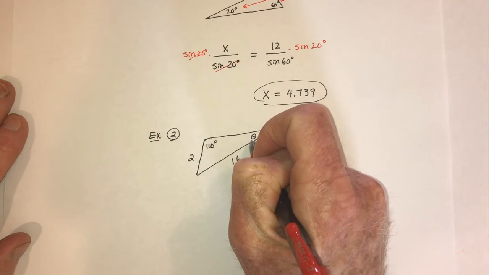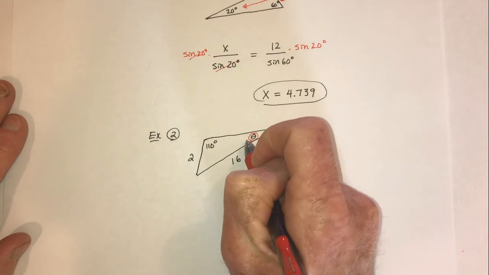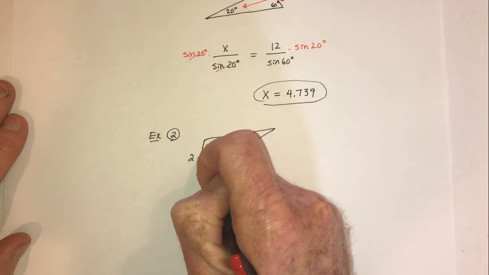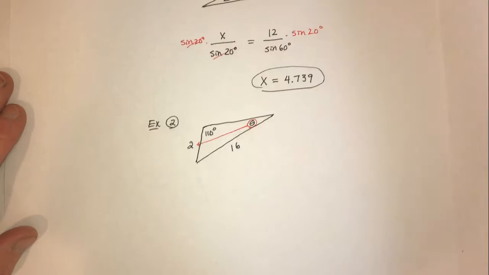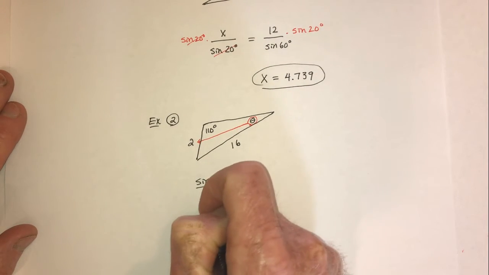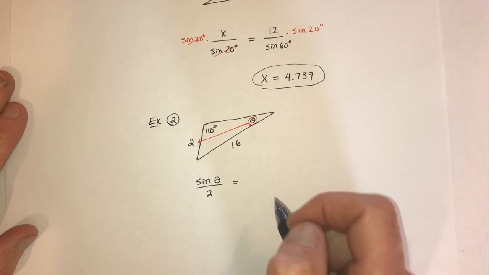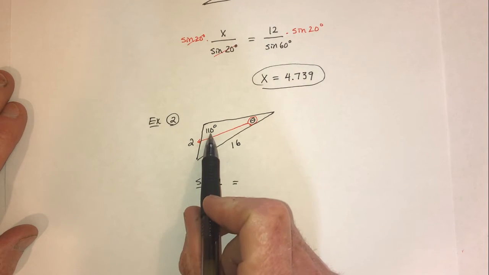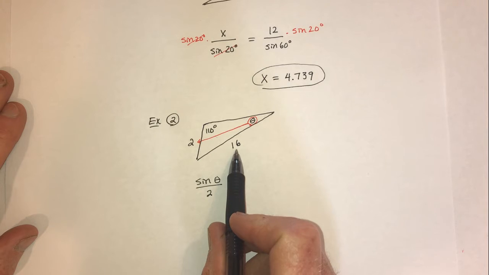And I'm going to start with the variable. So it's going to be sine of theta and then divided by its opposite side. So sine of theta divided by 2 equals, and then do sine of 110 divided by its opposite side.